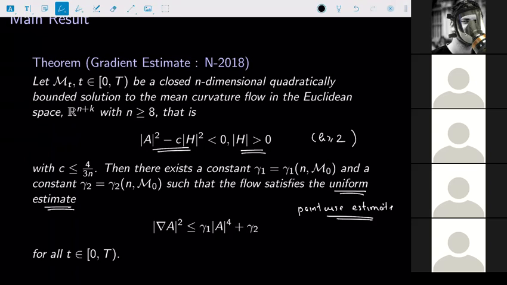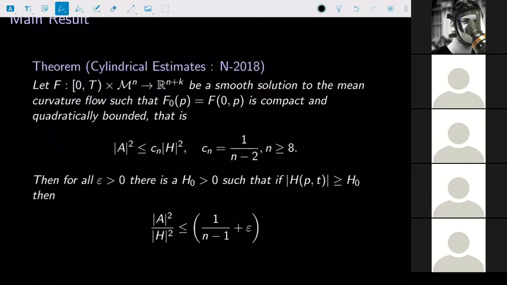Now, from this gradient estimate, which is actually the key estimate you require for surgery, you can prove a cylindrical estimate. So this is another estimate here, a little bit more geometric. The first estimate was a gradient estimate, which was a more analytic estimate. But here, this is a cylindrical estimate.